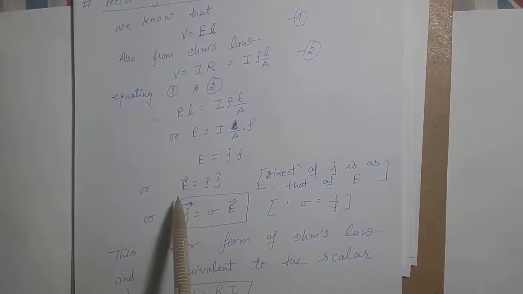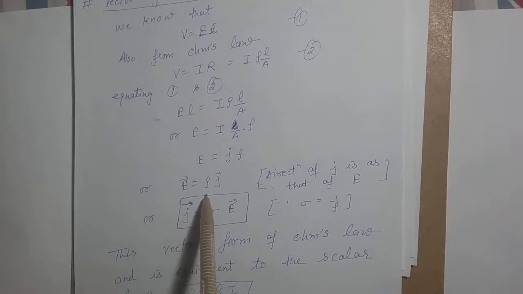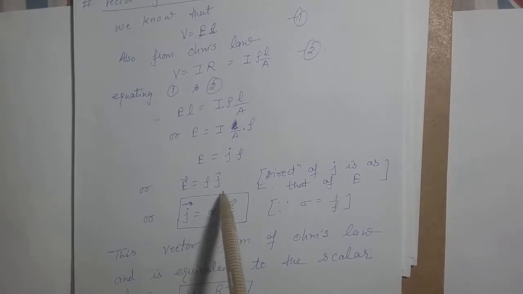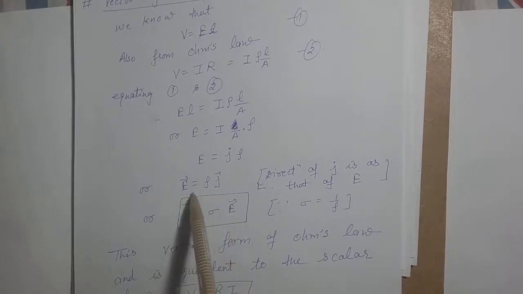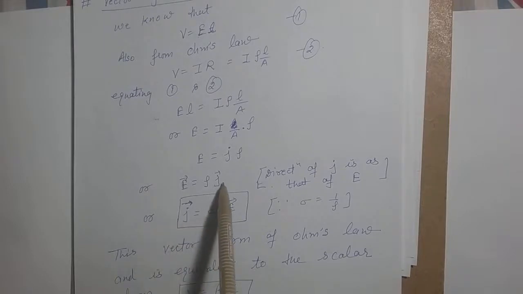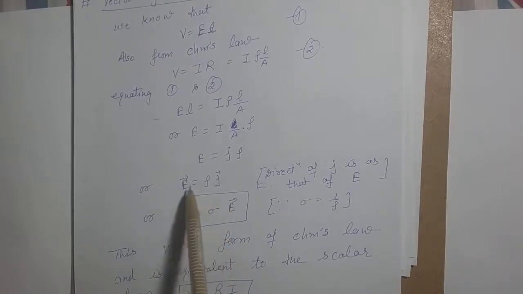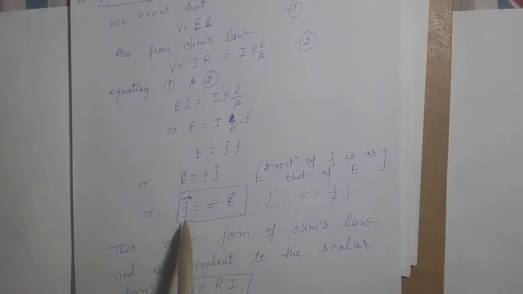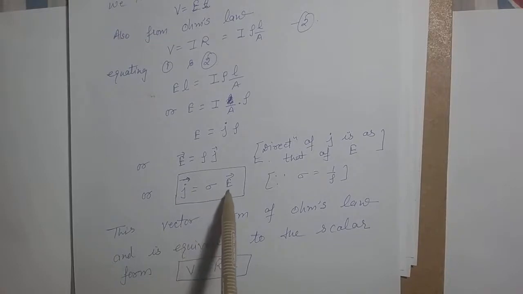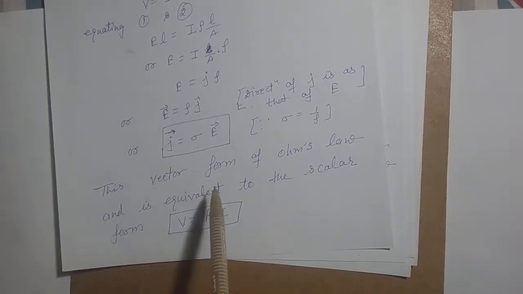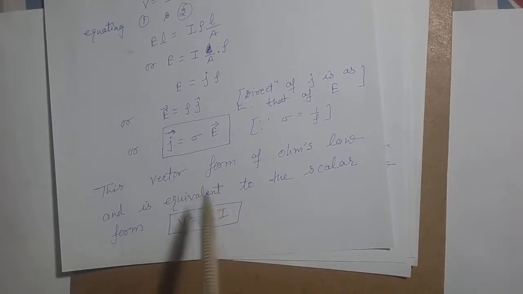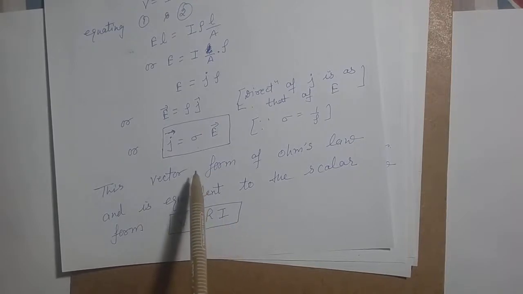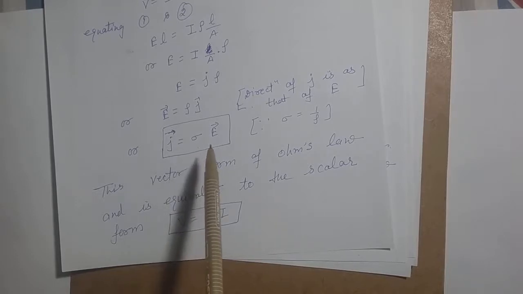And in vector form we can say that the strength of the electric field through a given circuit is equal to the resistivity of the given conductor into the current density through that conductor. The direction of this current density is the same as the direction of the electric field. Or we can say that J is equal to E upon rho, and 1 upon rho is nothing but our conductivity. So the current density is equal to conductivity into the electric field. Now this is the required form of Ohm's law in vector notation. Normally we have V equals R into I. In vector form, the current density is equal to the conductivity into the electric field.